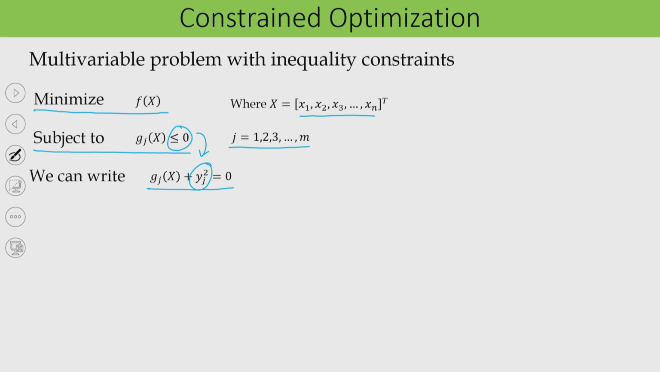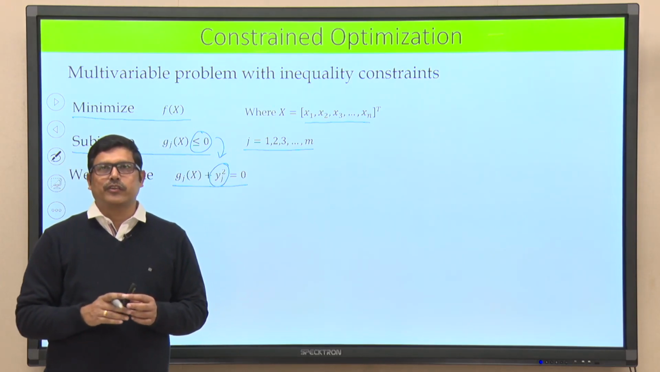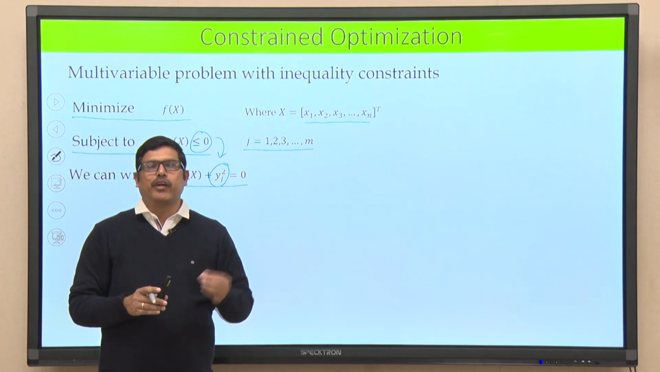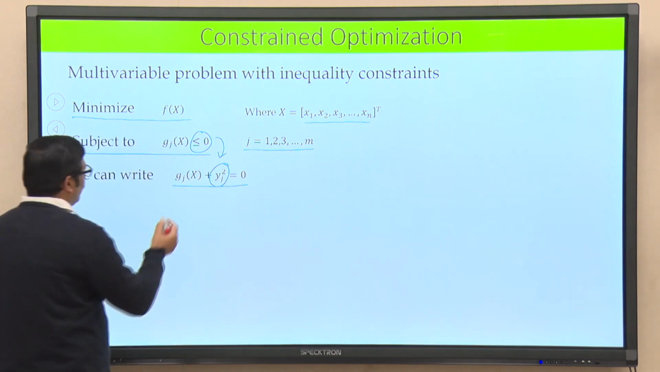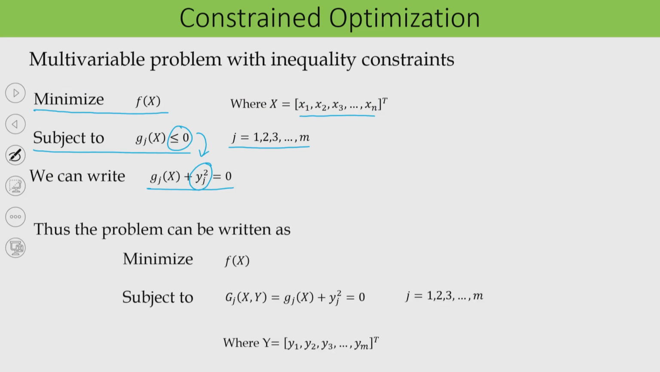So, in this particular problem, the concept is, I think, very simple. We are just converting the inequality constraint to an equality constraint by putting in the variable y. Okay, so we are getting that, and now I can write the problem like this.